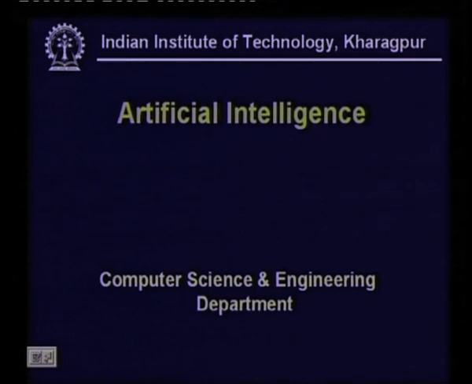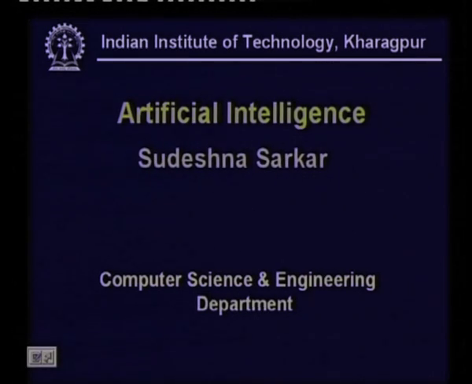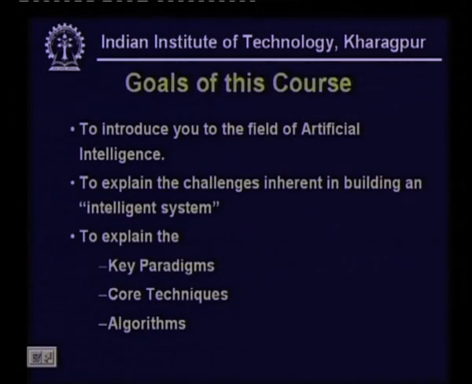Today we start the lecture on the course Artificial Intelligence. This course will be delivered by Shudeshna Sarkar, that is myself, and Professor Anupam Basu, both from the Computer Science and Engineering Department, IIT Kharagpur.